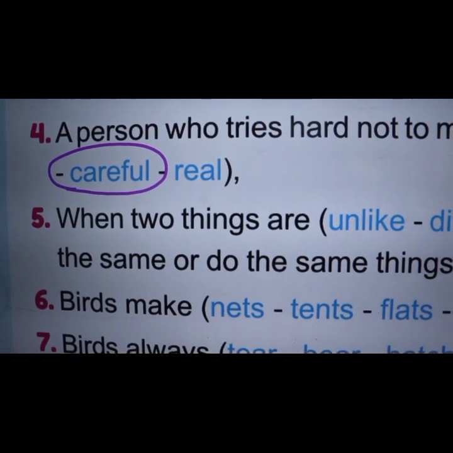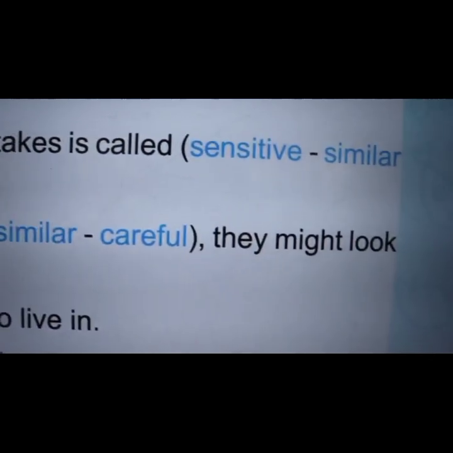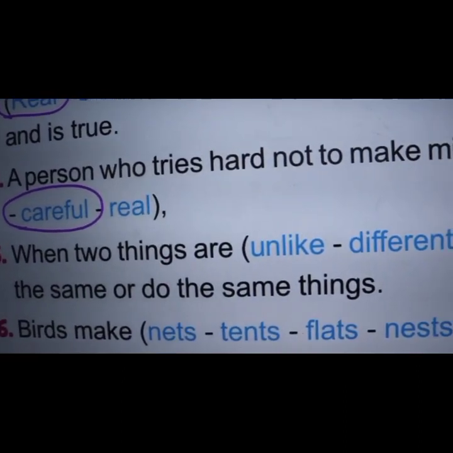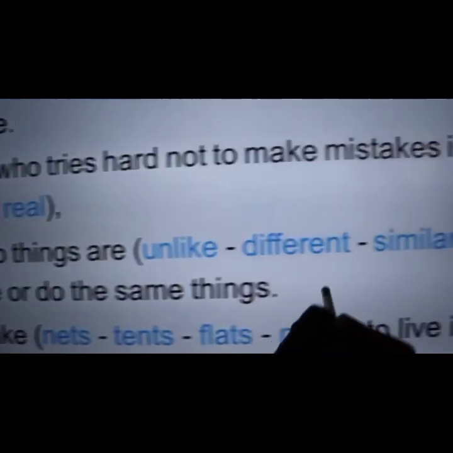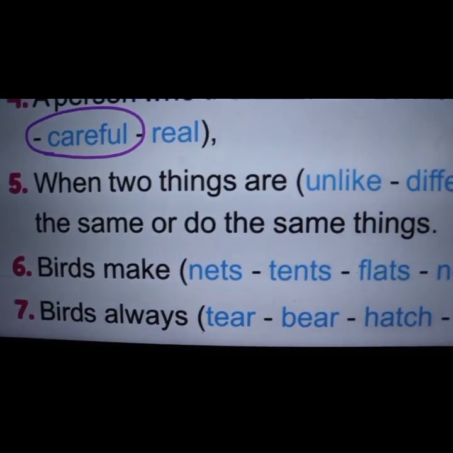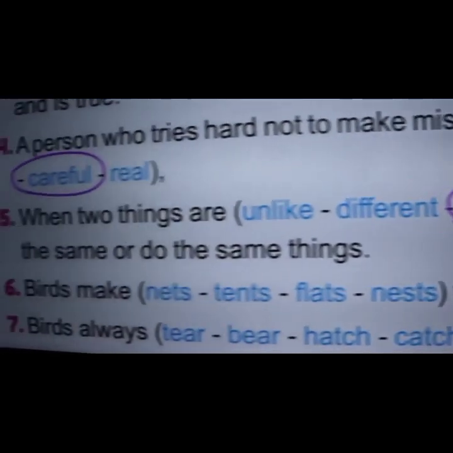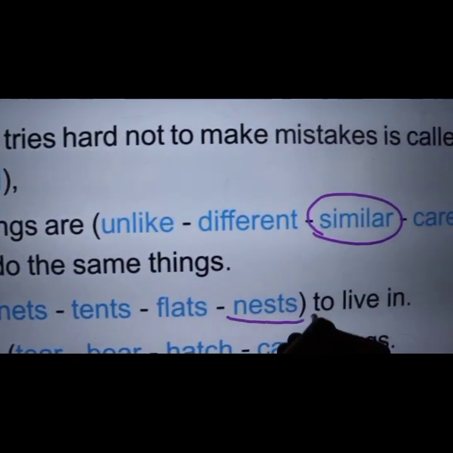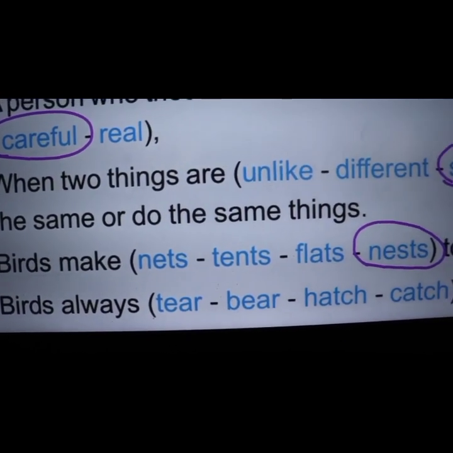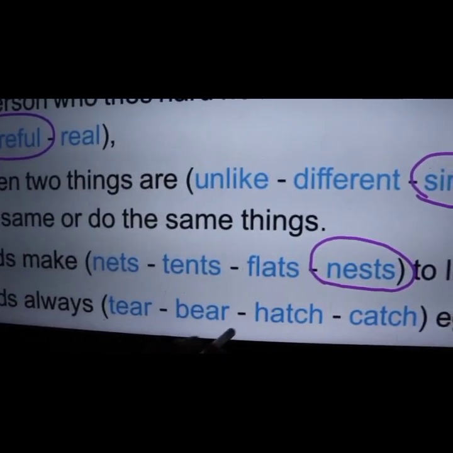Number 5, when two things are unlike or different or similar or careful, they might look the same or do the same things. When two things look the same or do the same things, we call them similar. We can describe them with similar. Number 6, birds make nets, tents, flats, or nests to live in. Birds make nests to live in. Number 7, birds always tear or bear or hatch or catch eggs. The birds always hatch eggs.